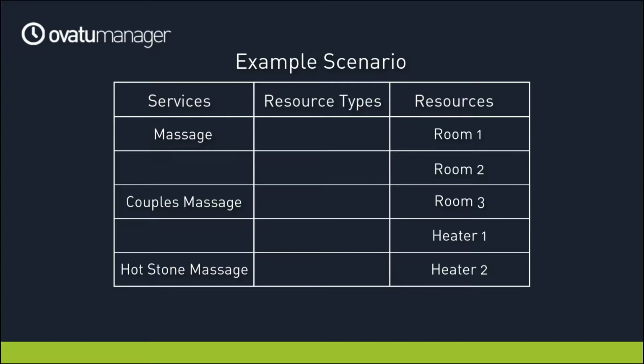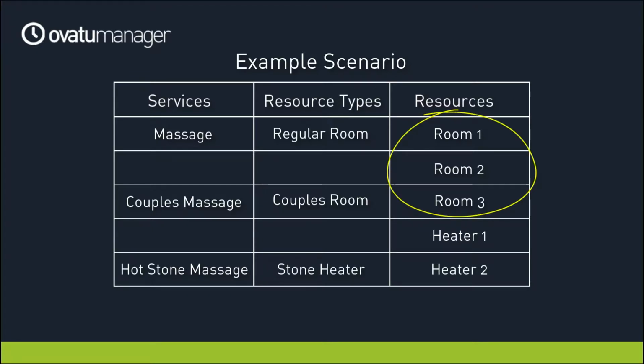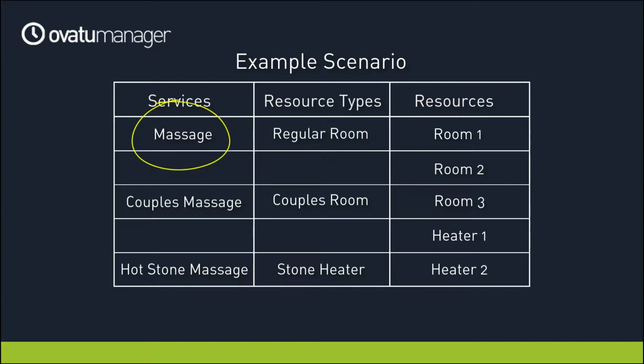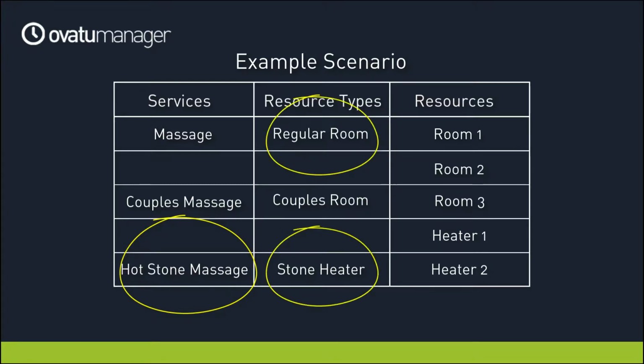So this is how we will set it up. We'll create 3 resource types called regular room, couples room, and stone heater. My 3 rooms will be tagged as a regular room. Room number 3 will also be tagged as a couples room, and my 2 heaters will be tagged as stone heater. Then I will specify that the massage requires a regular room. The couples massage requires the couples room, and the hot stone massage requires a regular room and a stone heater.